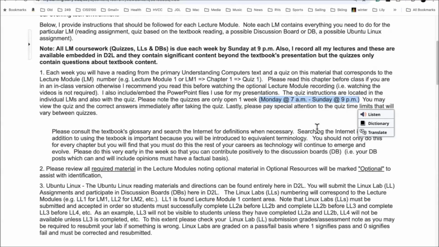Of course, you can work ahead. In many areas, that's actually beneficial, the Linux labs, things like that. But what you don't want to do is work ahead and just kind of wash your hands of it. Oh, I'm done with that. I'm done with Linux Lab 8. I can take a couple weeks off before Linux Lab 9.